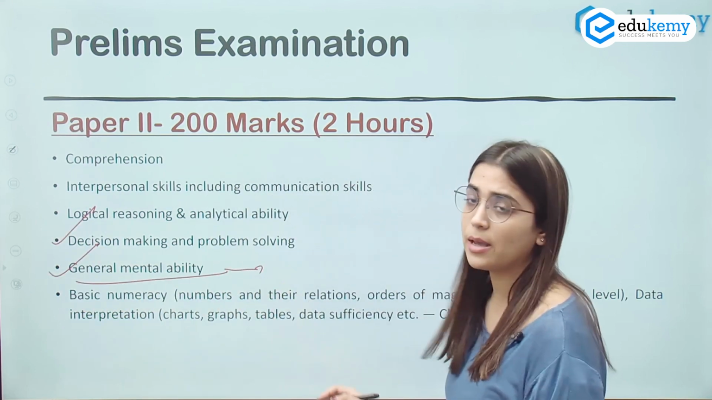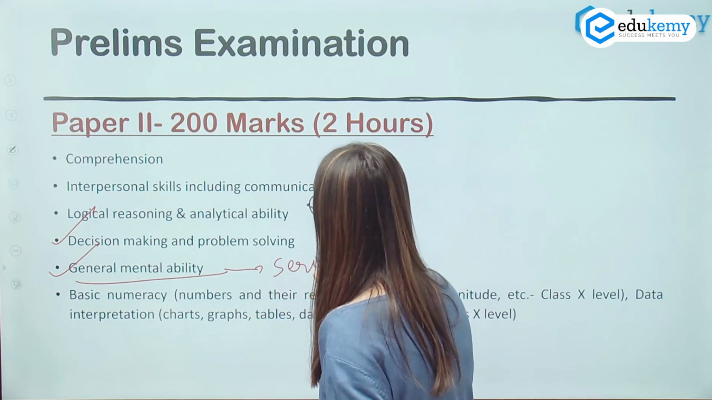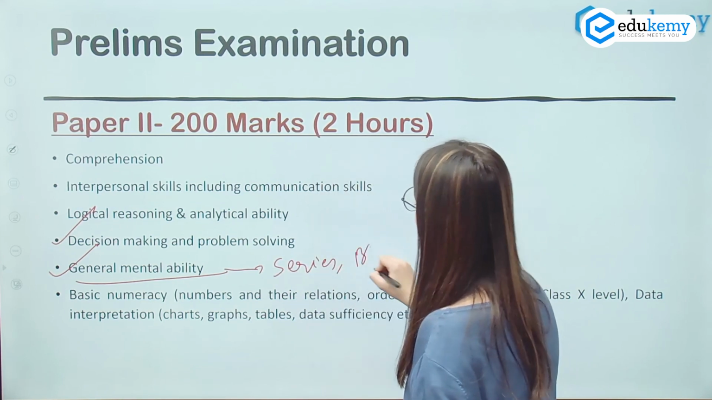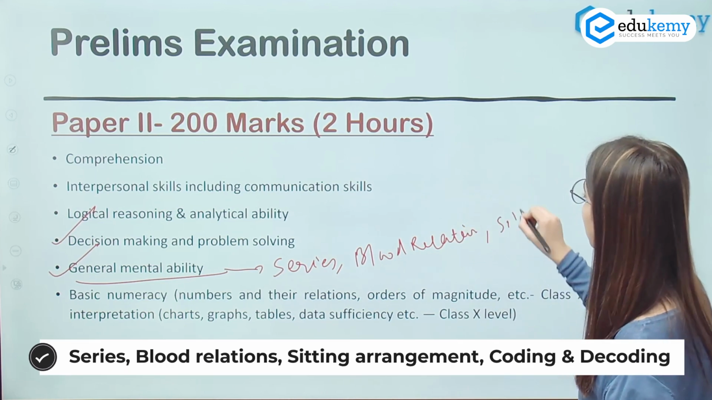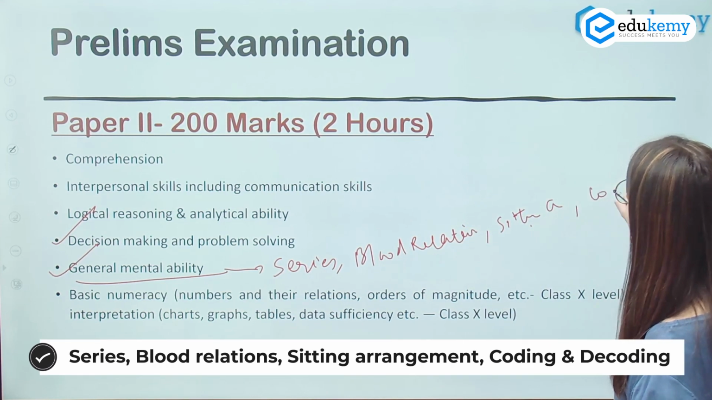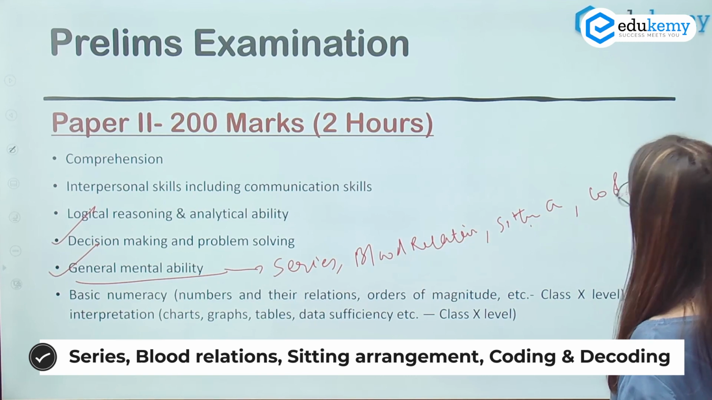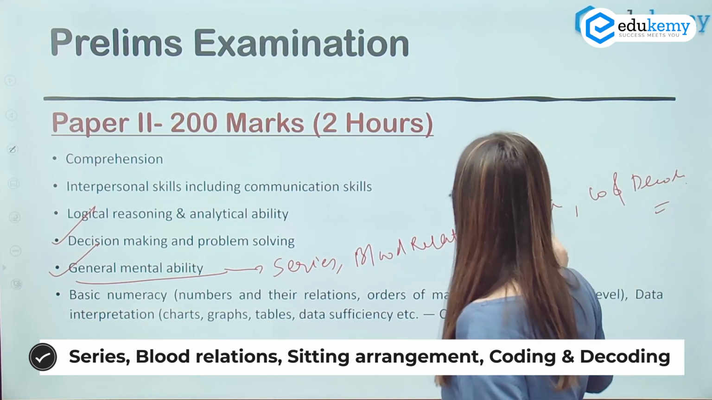Okay, so the next is general mental ability. What you have to prepare here are questions based on series, blood relations, sitting arrangement, coding and decoding, okay, etc.